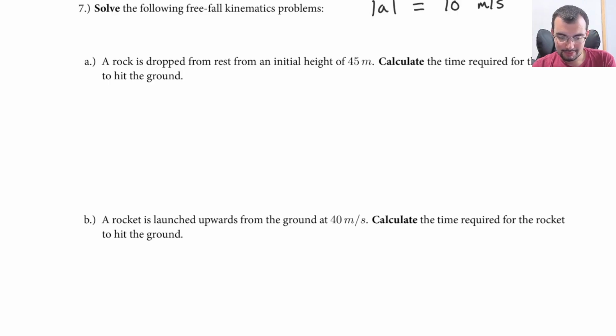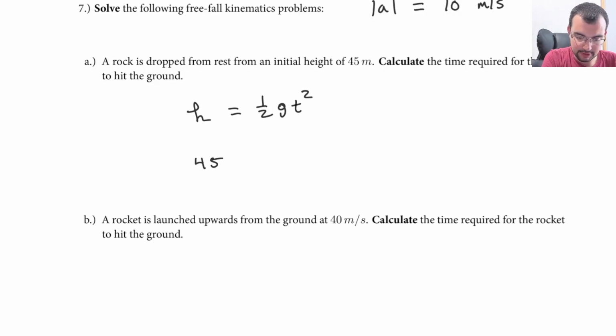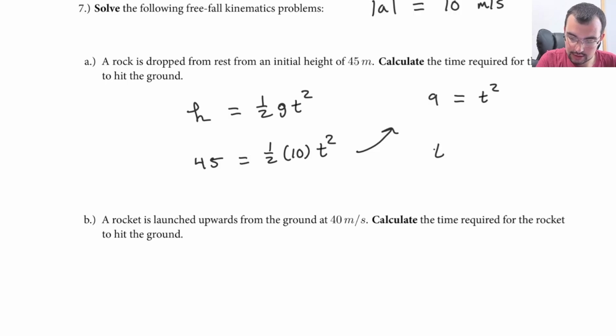All right, a rock is dropped from rest from an initial height of 45 meters. Calculate the time required to hit the ground. Well, we have height, we want time, it's free fall. You can actually just skip right ahead to h equals 1/2 gt squared for this one. So 45 equals 1/2 times 10 times t squared. So half of 10 is 5, so 9 equals t squared. So t equals square root of 9, which is 3 seconds.